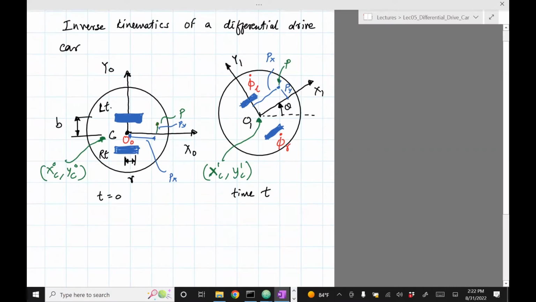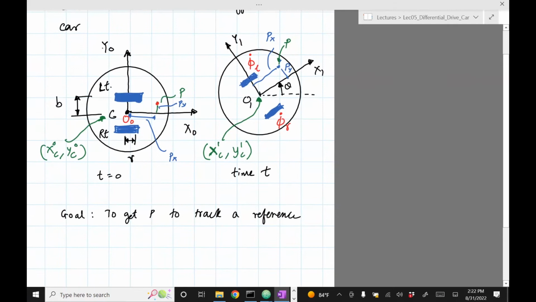Okay, so our goal is to get P to track a reference curve. Okay, so let's see how to get that. In order to be able to do path tracking, I need to first figure out how the point P evolves as the car moves around.